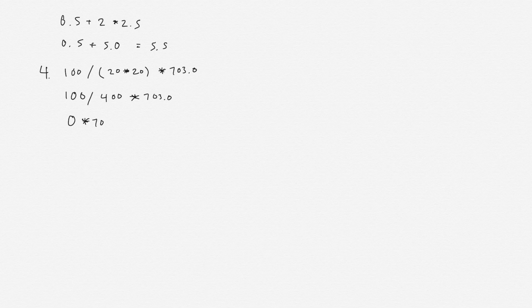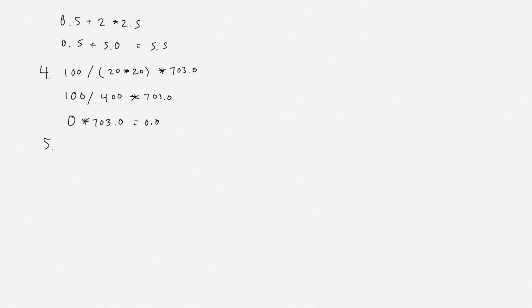Now, you might be tempted to just say, oh, anything times 0 is 0, but remember, you need to keep in mind the data types. So on the left we have an integer, and on the right we have a double. So the result's going to be 0.0, which is a double.